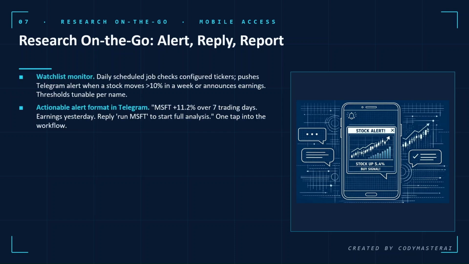A daily scheduled monitor checks a configured watch list. If a stock moves more than 10% in a week or announces earnings, it pushes an alert to my phone with the specifics. The alert is actionable immediately. It tells you what happened and says, reply run MSFT to start a full analysis.